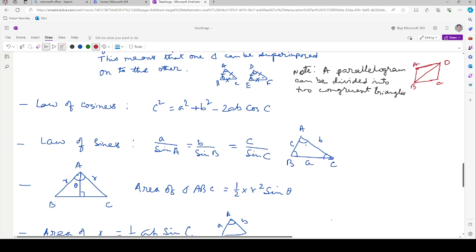As you observe, the side a is the opposite side of angle A, the side c is the opposite side of angle C, and side b is the opposite side of angle B. Law of sines: the ratio of a side and the sine of its opposite angle is constant. Here a by sine A equals b by sine B equals c by sine C equals a constant.